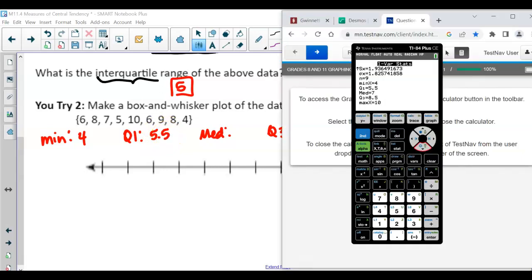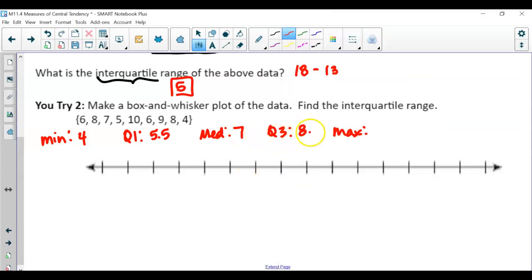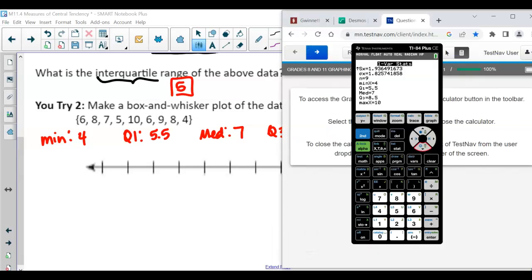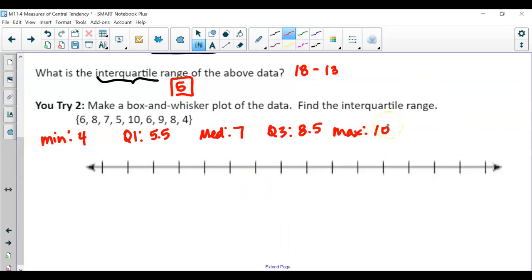The median was 7. Quartile 3, 8.5. And then the maximum is 10. So now here, minimum 4, then 5.5, then 7, then 8.5, and 10. So now notice, creating our points, you have your whiskers at the end with the box in between, and to show the median, drawing your line in between. There's your box and whisker.